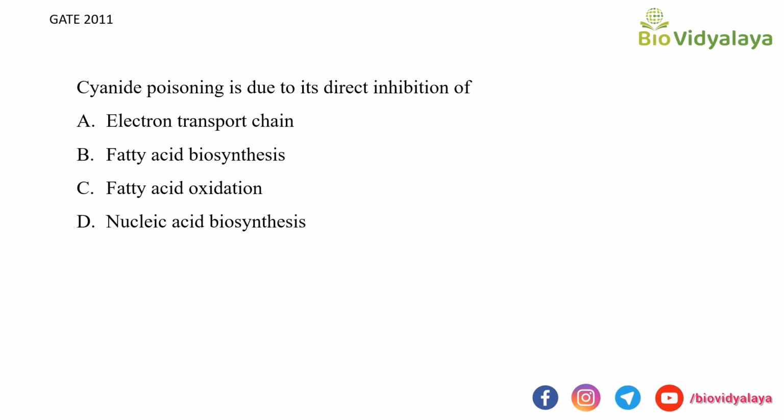Cyanide poisoning is due to its direct inhibition of option A, electron transport chain, option B, fatty acid biosynthesis, option C, fatty acid oxidation, option D, nucleic acid biosynthesis. We all know that cyanide is an inhibitor of electron transport chain that will block transport of electron from complex 4 to oxygen. So the correct answer is option A, electron transport chain.